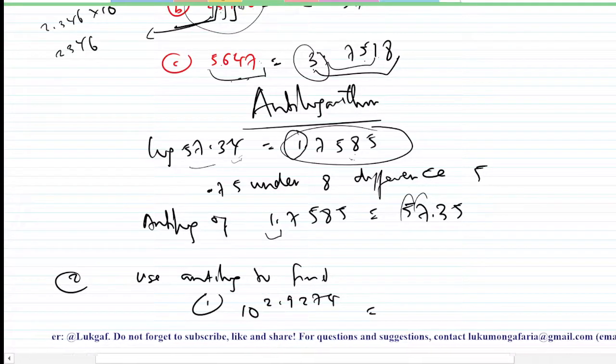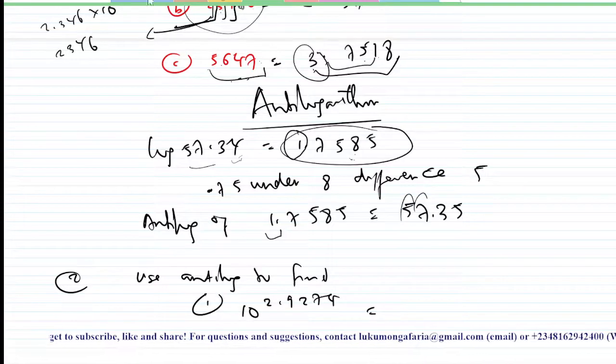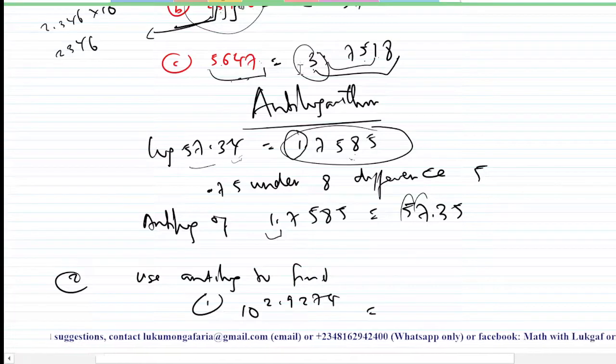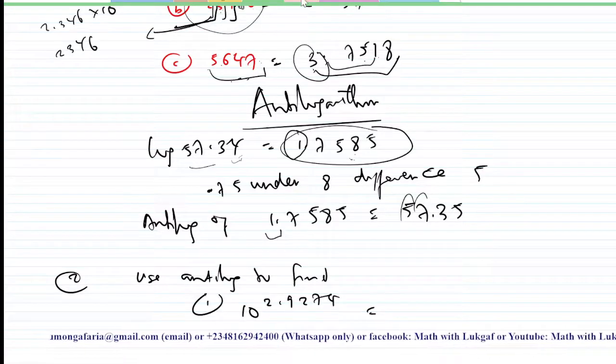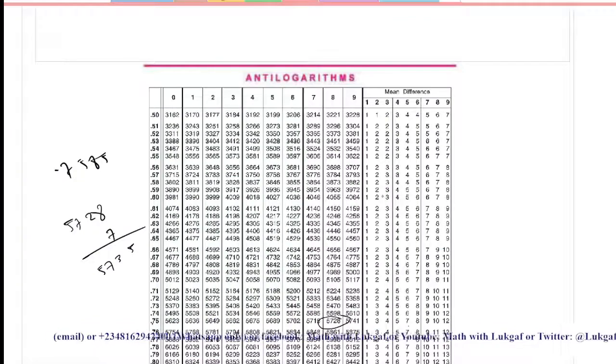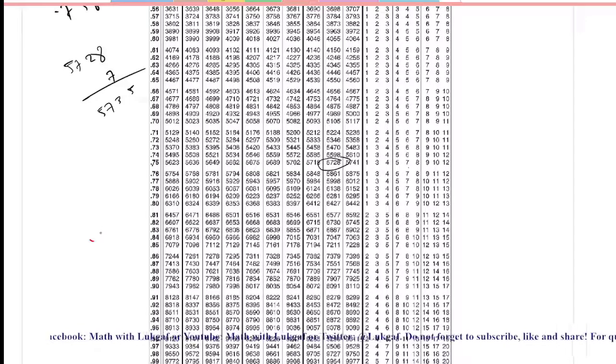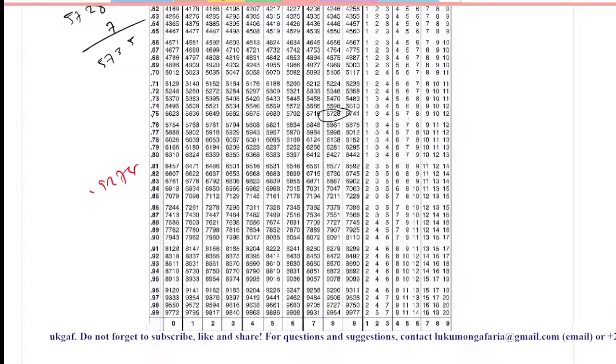You look up the mantissa from your logarithm table. What are you going to check this time around? That's 0.92 under 7, difference 4. Let me check the difference very well. 0.92 under 7. This is 7, right? You have to be careful. You check the number corresponding to it. Difference 4, if you check the difference 4 here, difference 4 is what?